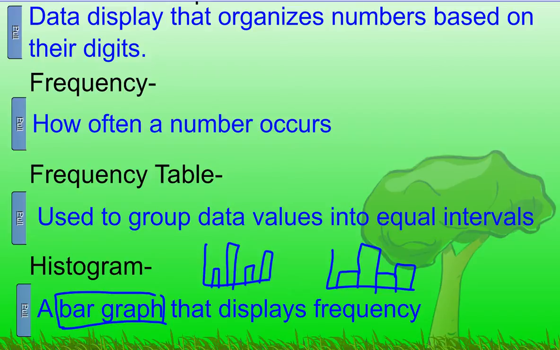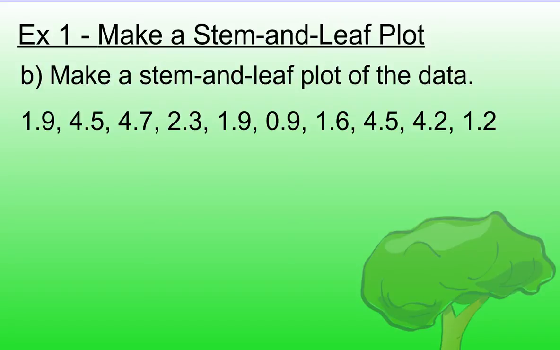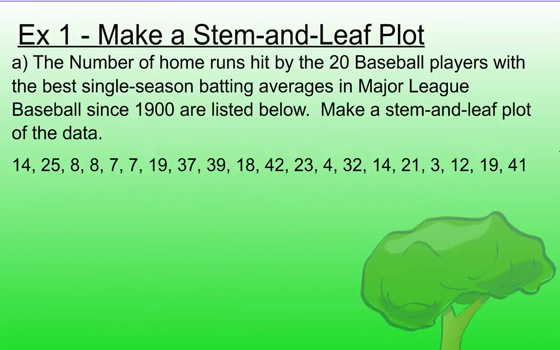So we're going to start our first couple problems looking at the stem and leaf plot. There it is. It says here, the number of home runs hit by the 20 baseball players with the best single-season batting averages in Major League Baseball since 1900 is listed below. Make a stem and leaf plot of the data.